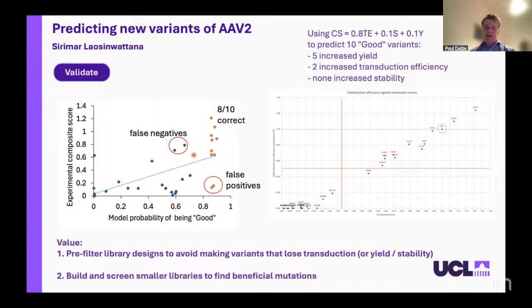But the 30 that were then remade were also then tested to see how well the model performed. And it was found that of the good category, 8 out of 10 were correctly predicted as good, whereas 2 were false positives. And on the bad side of things, there were a couple of false negatives, and the rest were predicted as being bad. So actually the model, which selected good from bad about here at this threshold, was pretty effective at finding new mutations that we didn't already have.